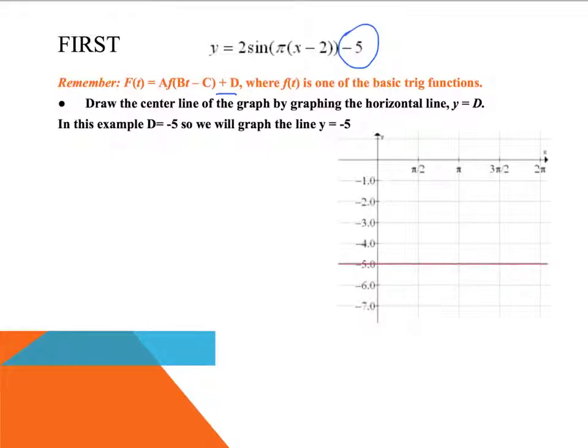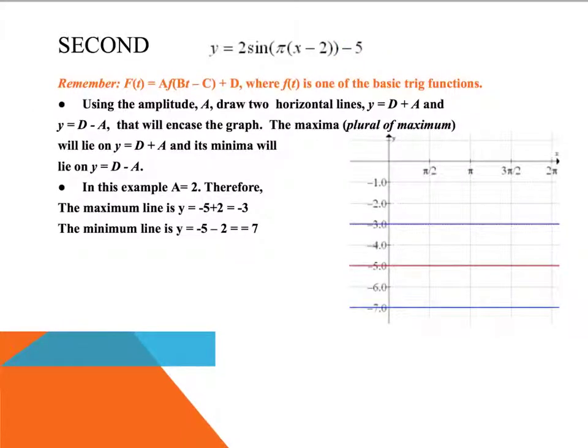that little red line. Our second step to graphing this function is to determine what our amplitude is. Amplitude is represented by our a in the general function. So if we find that in our written function, a equals 2. Based on that amplitude information, I will be graphing my maximum line at y equals -5 plus 2, which equals y equals -3, which I've graphed here in blue.